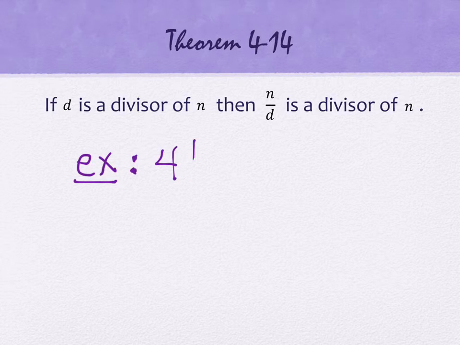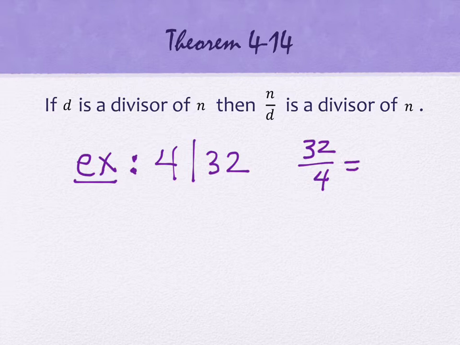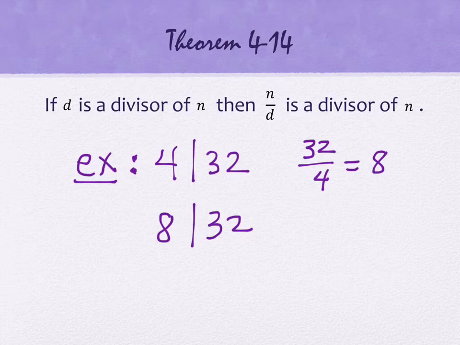4 divides 32. Do you agree? Yes. So what is 32 then divided by 4? It's 8. This theorem says then that that 8 will also divide 32. And everybody said, yeah, it does. And the gist is that these two numbers come in pairs. So if you find one divisor, you automatically find two divisors.